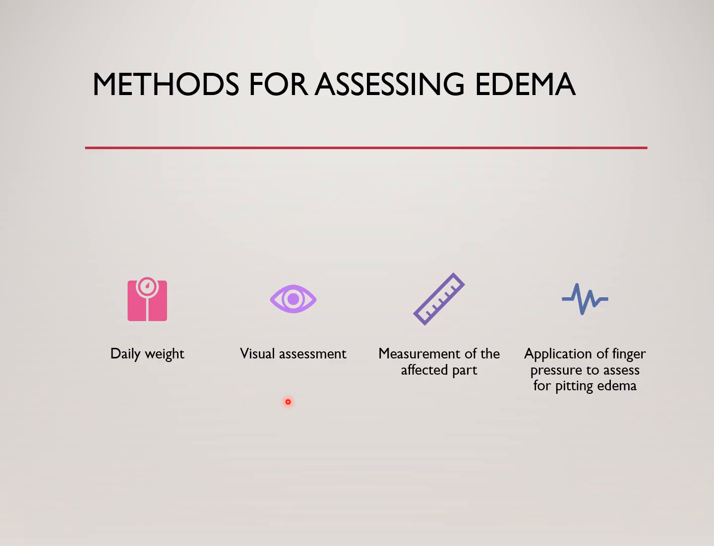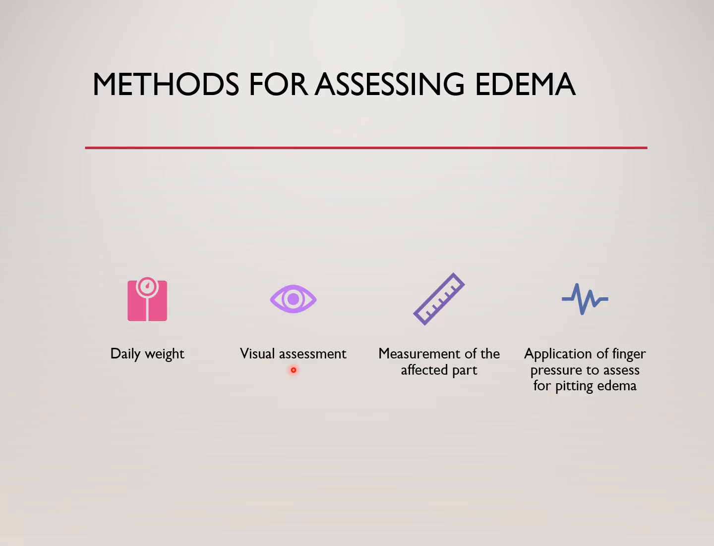So when we're assessing edema, we can do several different things, and I really want to point out the importance of daily weights. You will definitely get questions throughout your nursing career and also on NCLEX about the best ways to measure fluid volume balance, and it is almost always measuring weight. Weight is an extremely good indicator of increases and decreases in fluid volume.